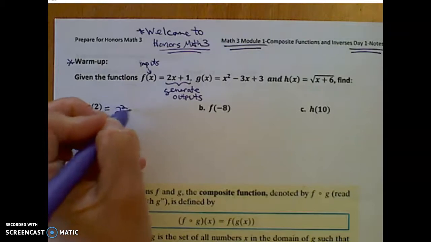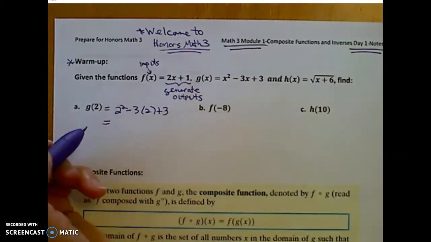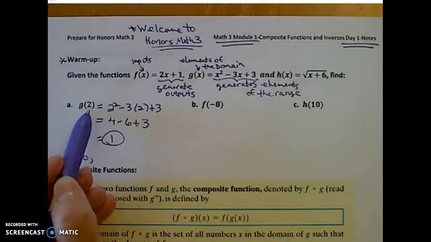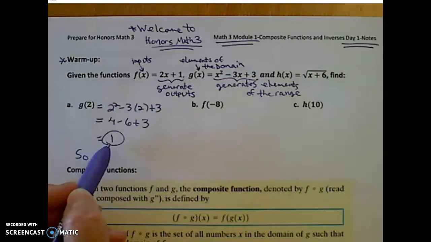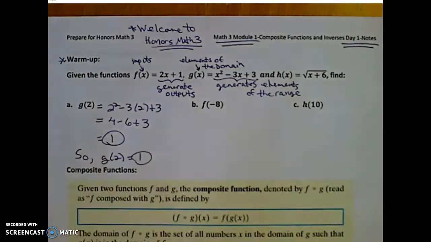What is that? 2 squared minus 3 times 2. You remember this. We're just getting rolling. Pause and evaluate that, please. Okay, when I plugged 2 into g of x, I get an output of 1. That means that the value of g of 2 is 1.